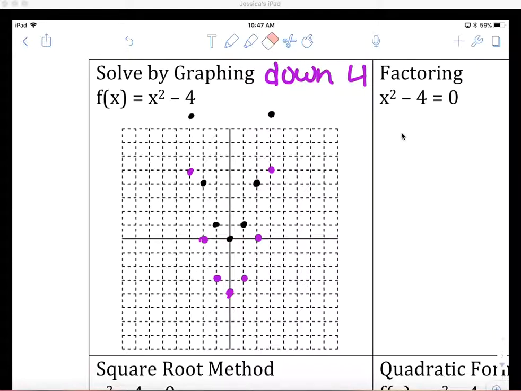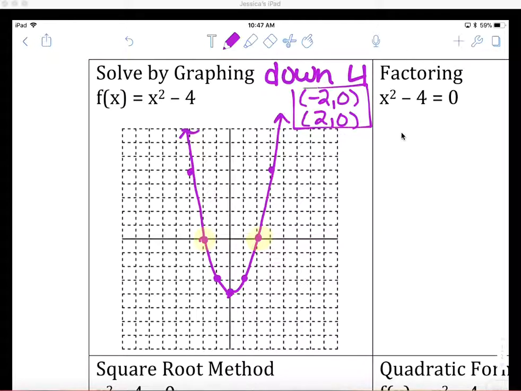Once you have done that, you can erase the parent function because we only want to graph x squared minus 4. When you solve by graphing, you are looking for the x-intercepts. So in this case, I am crossing the x-axis at (negative 2, 0) and at (positive 2, 0). Those would be my solutions.